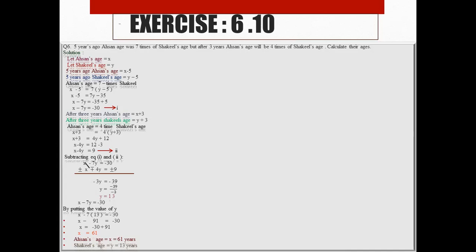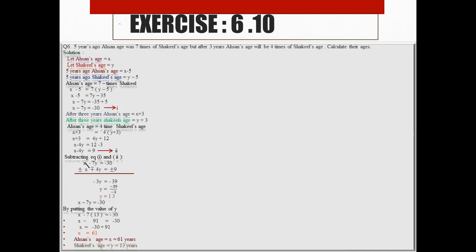And in the second condition, they mention after 3 years. Before or ago, we subtract the number. Now after 3 means we add 3 to the age of Ehsan and also to the age of Shakil.